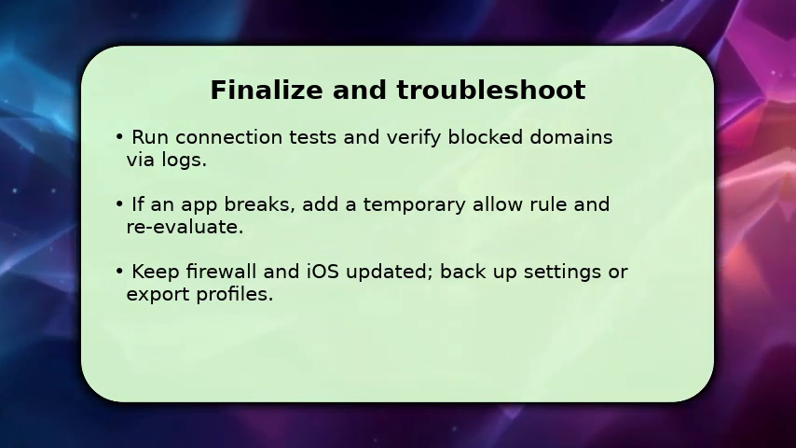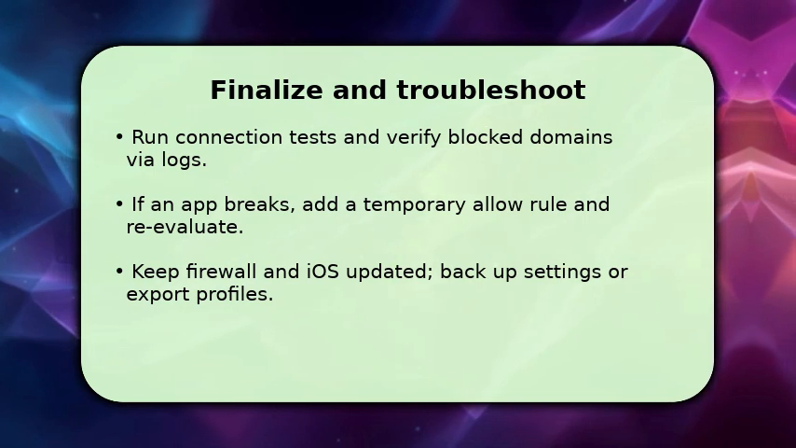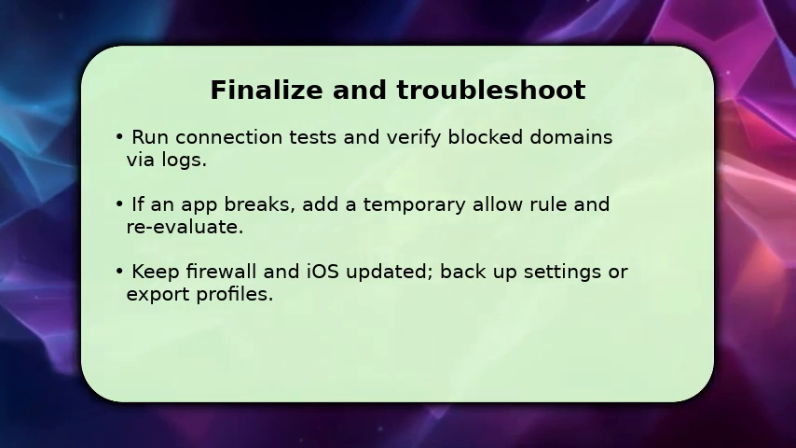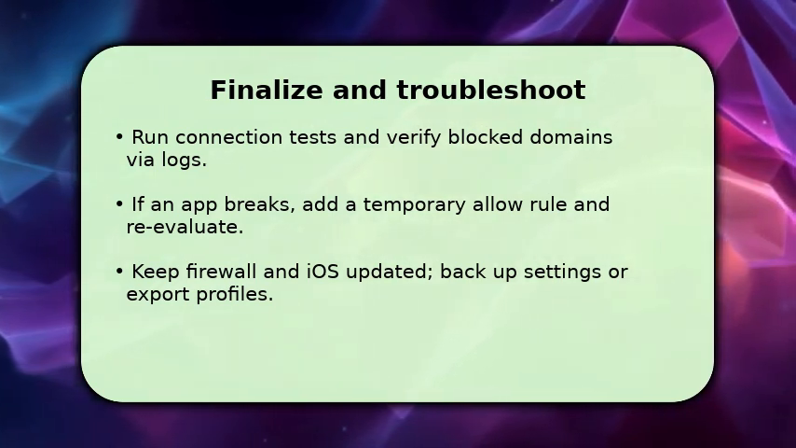If an app stops functioning, add a temporary allow rule and check whether the app required a specific port or DNS. Remove the exception after confirming behavior.